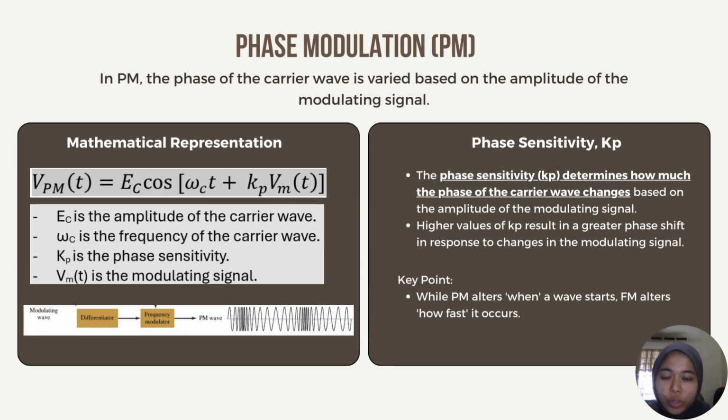The phase sensitivity, which is Kp, plays a crucial role as it determines how much the phase of the carrier wave changes based on the amplitude of the modulating signal. So higher values of Kp result in a greater phase shift in response to changes in the modulating signal. Comparatively, PM and FM are interchangeable. From the signal itself, it is challenging to distinguish between them. But the key point is to remember that PM alters when a wave starts and FM alters how fast it occurs. More information on FM, I will pass the explanation to Wong.